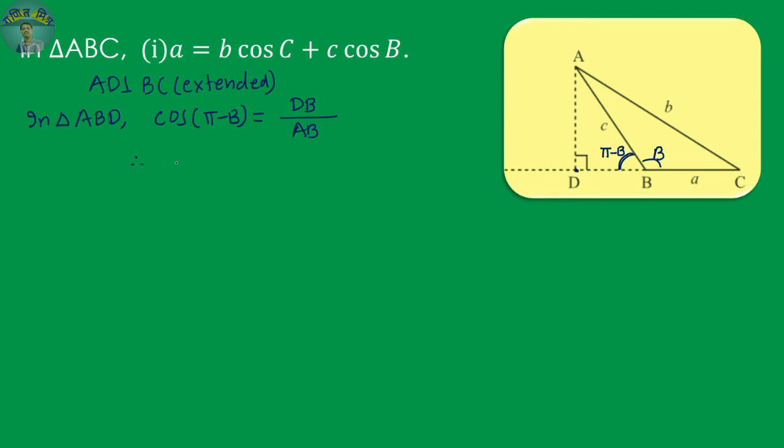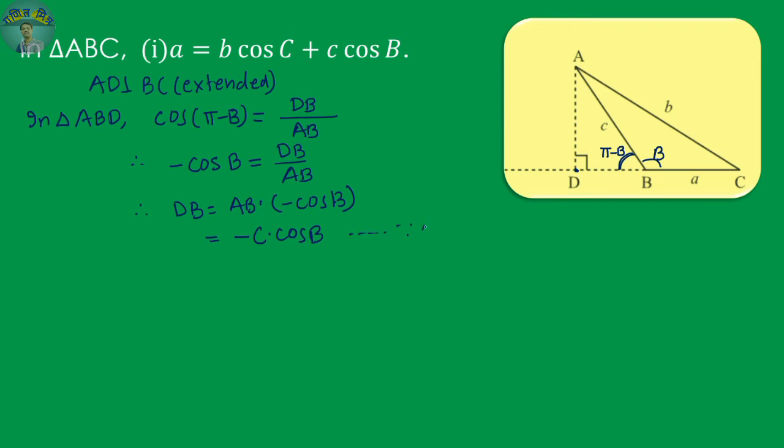Therefore, what is DB? We can write cos of pi minus B. Pi minus B means second quadrant, in which cos is negative. So it is minus cos B. Minus cos B is DB upon AB. Therefore DB is equal to AB into minus cos B. But AB is C, so it will be minus C cos B.